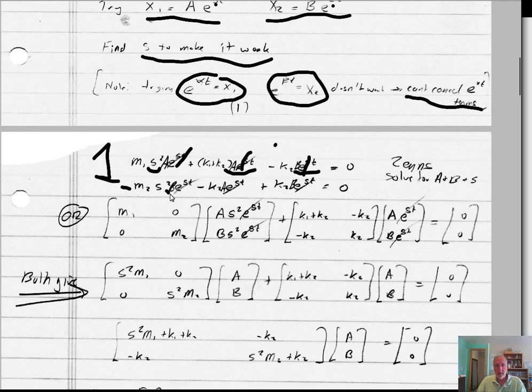We get x2 double dot is s squared times b. x1 is a, and x2 is b e to the st. So we end up with two equations, algebraic. We can solve for s and a and b.